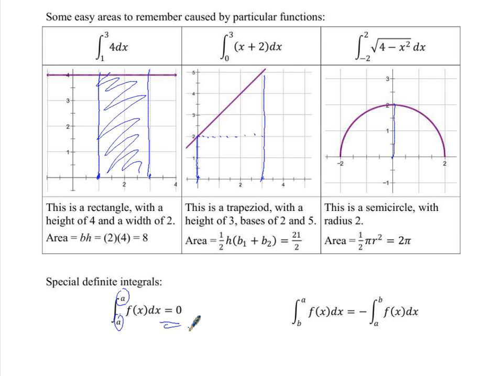Another one is if I reverse, or for some reason I want to reverse my bounds. So instead of going from a to b, I go from b to a for my function. If I want to reverse those, I can do that by simply putting a negative sign out front, and that reverses the bounds for the same function.